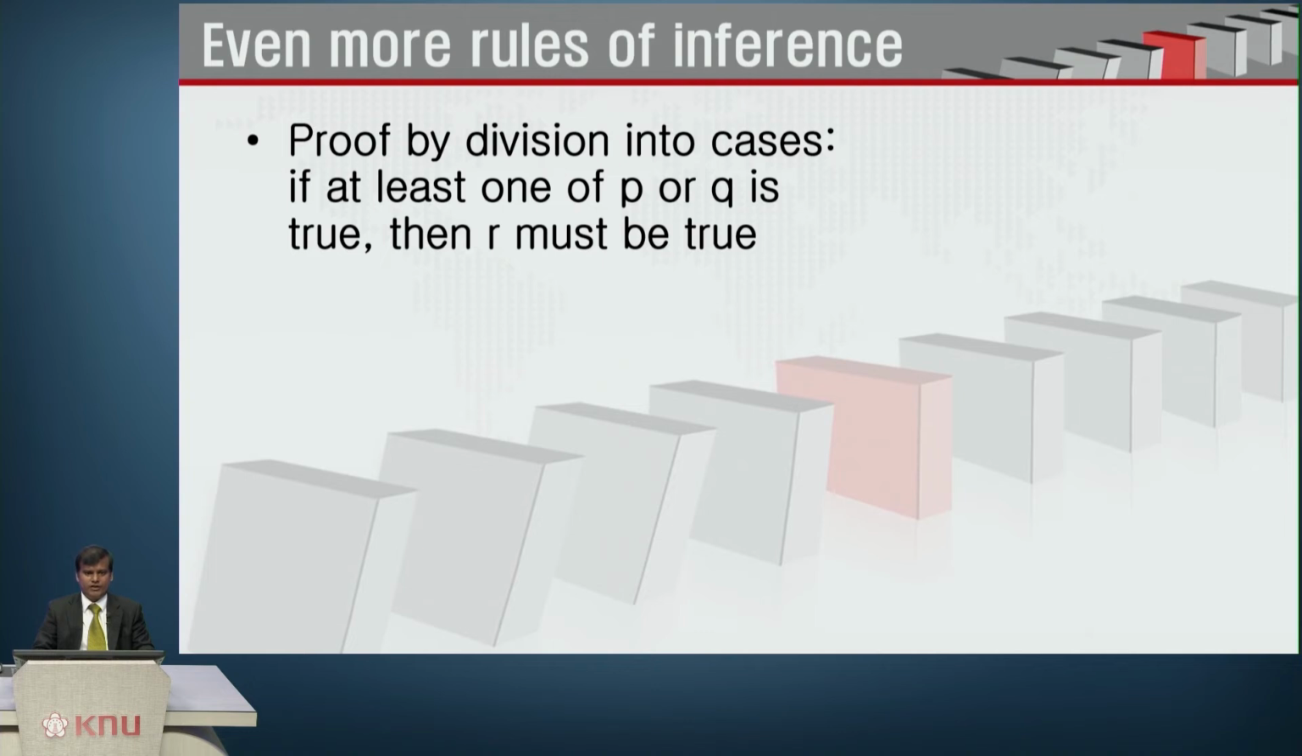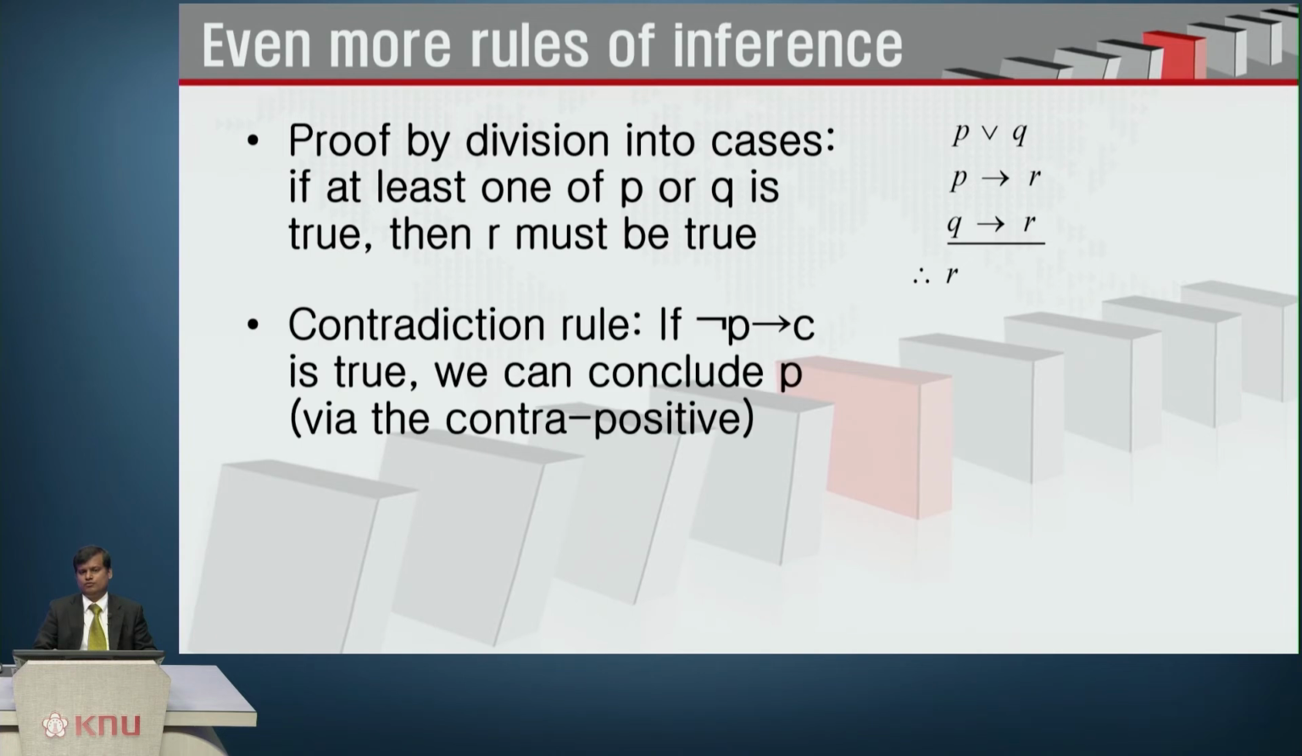Proof by division into cases. If at least one of P or Q is true, then R must be true. So if P or Q is true, P implies R is true and Q implies R is true, therefore we can conclude that R must be true.